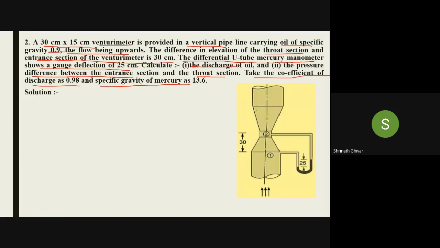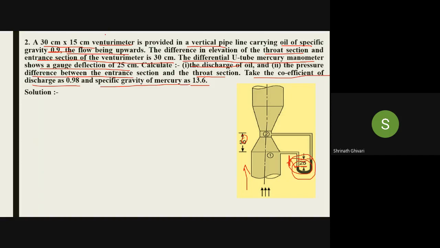So there is a vertical Venturimeter which is placed here. The elevation between section 1 and section 2 is 30 centimeter. The deflection in the U-tube manometer is 25 centimeter. We are going to measure the pressure difference, H. So this is H, the difference in pressure head. We have to determine the discharge of oil which is flowing through this pipe, and the flow is moving upwards. The specific gravity of the mercury is given as 13.6, and the specific gravity of the fluid flowing through the pipe is 0.9.